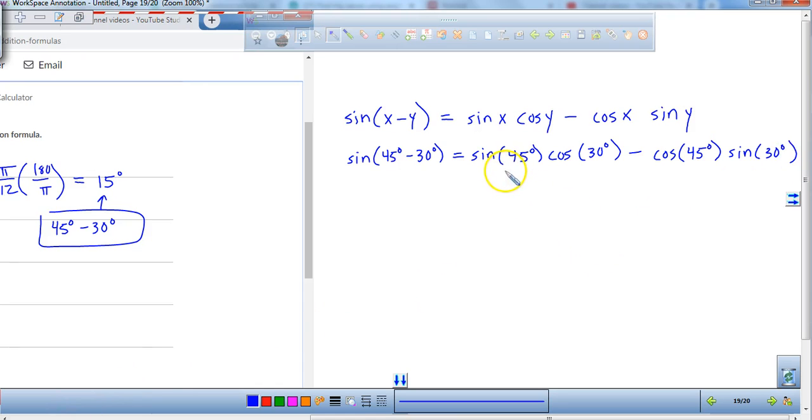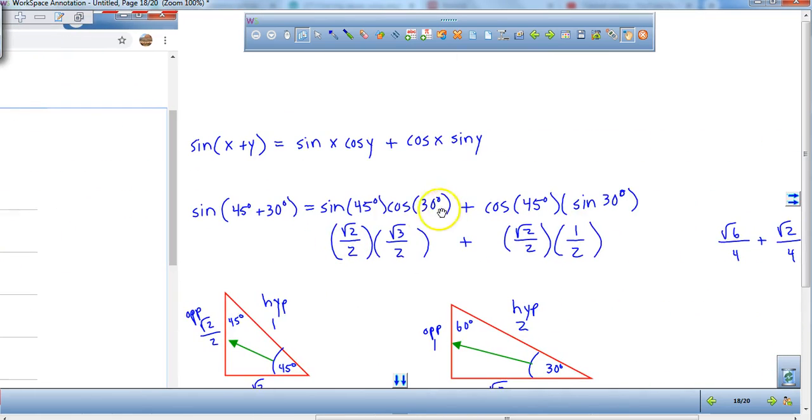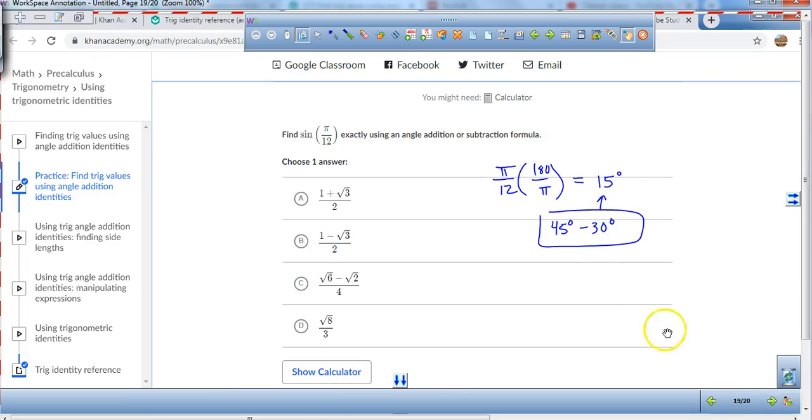Alright, so what was the sine of 45? Well, if we go back, sine 45 was radical 2 over 2. So just use the same ratio.